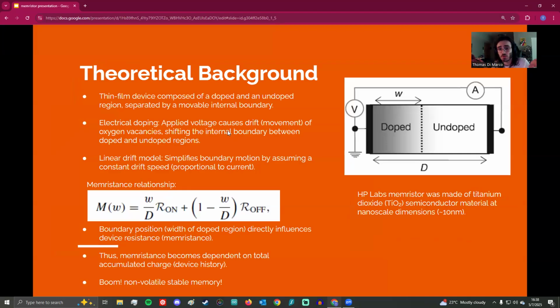So let's get into how these things work. How does a memristor actually work? So again, with some 210 background, a little bit of semiconductor physics, the HP memristor was basically this titanium oxide film sandwich kind of thing. It's very, very small. The scale, we're on the nanometer scale.